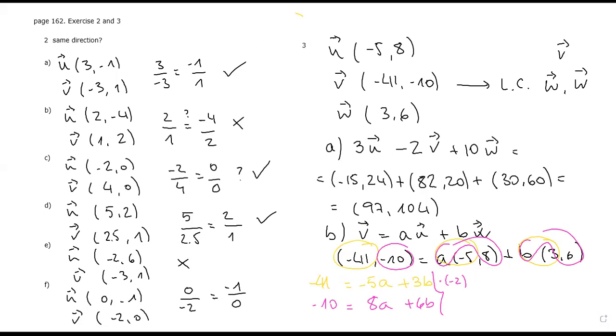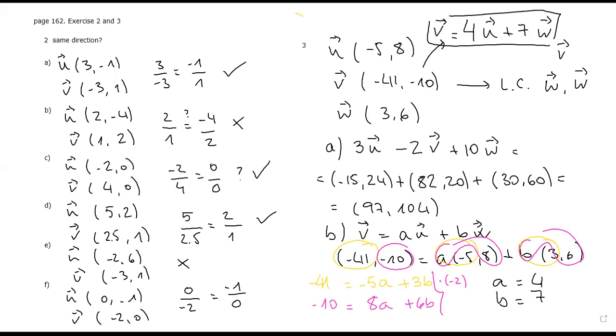And the answer to this is, well, you can solve it. I mean, it's easy. Not x, because I wrote it with a and b, sorry. It is a equals 4 and b equals 7. So if I want to express v as a linear combination, what I should write is v equals 4 times u plus 7 times w. And that's the answer to B. And that's all for now. That's the first video. It ends here.